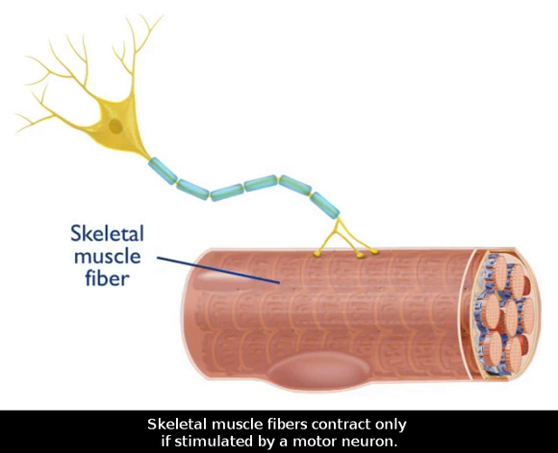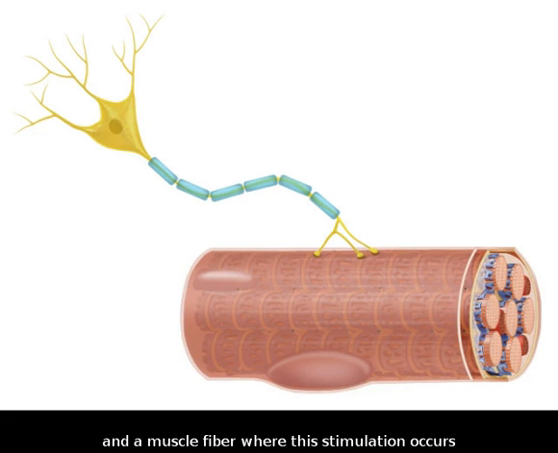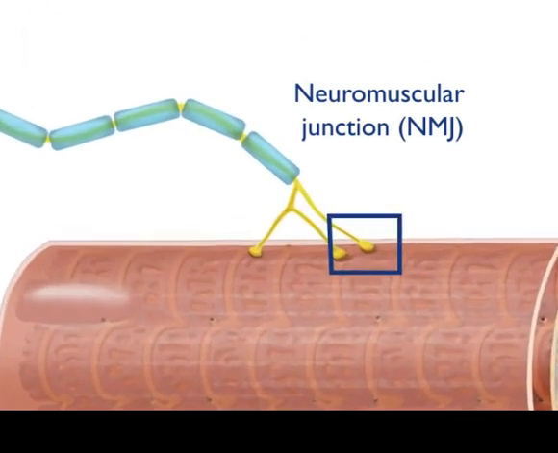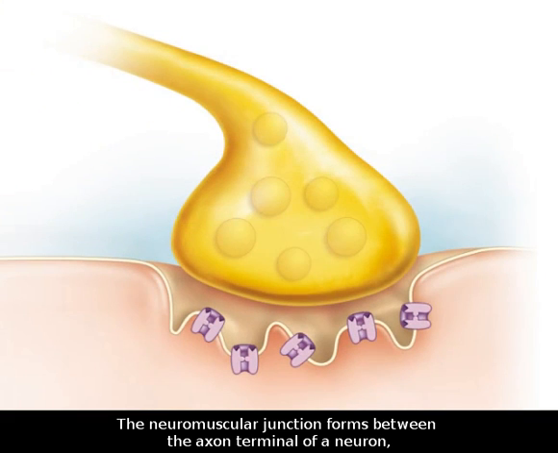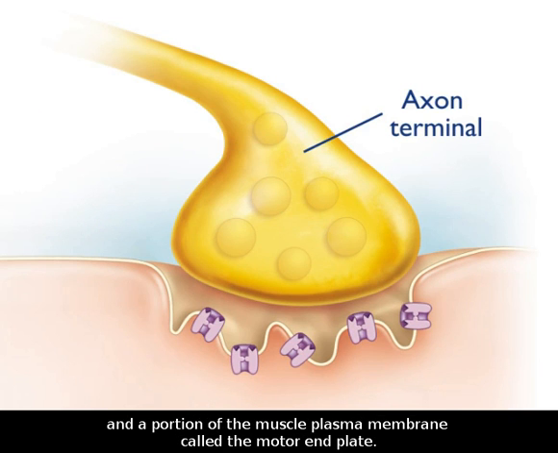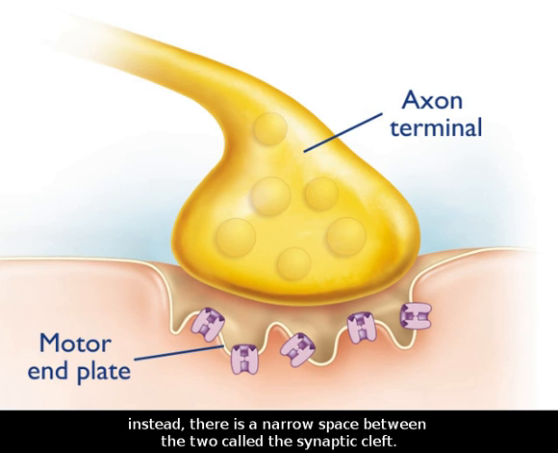Skeletal muscle fibers contract only if stimulated by a motor neuron. The connection or synapse between a neuron and a muscle fiber where this stimulation occurs is called the neuromuscular junction, or NMJ. The neuromuscular junction forms between the axon terminal of a neuron, which is the expanded end of a long process called the axon, and a portion of the muscle plasma membrane called the motor end plate. Note that no physical contact takes place between the neuron and the muscle fiber. Instead, there is a narrow space between the two called the synaptic cleft.